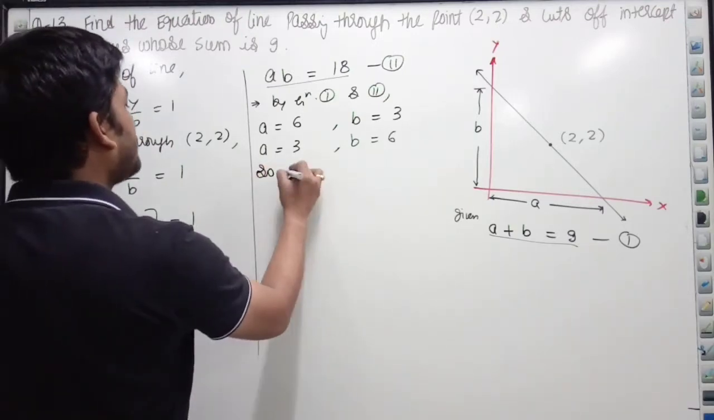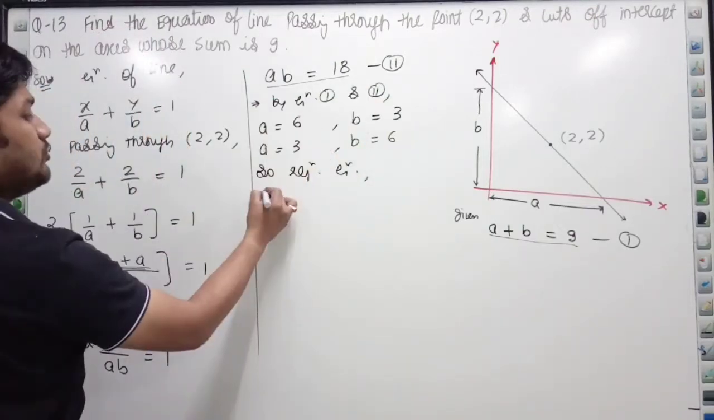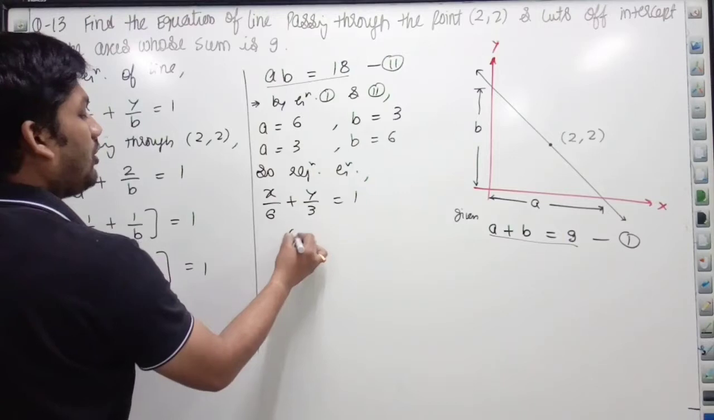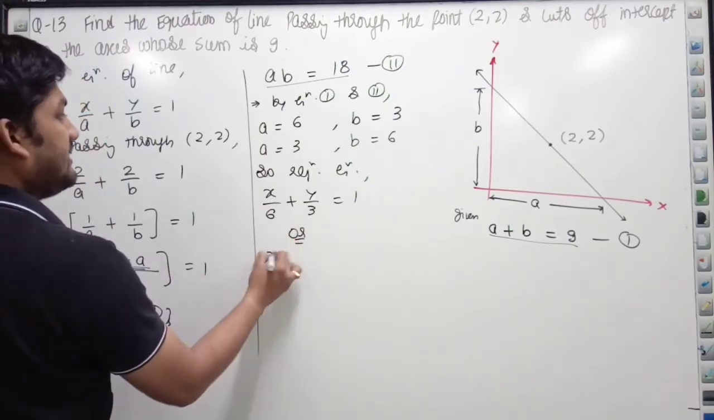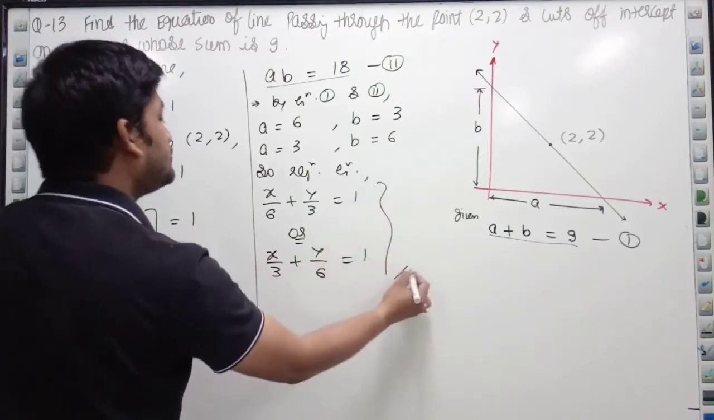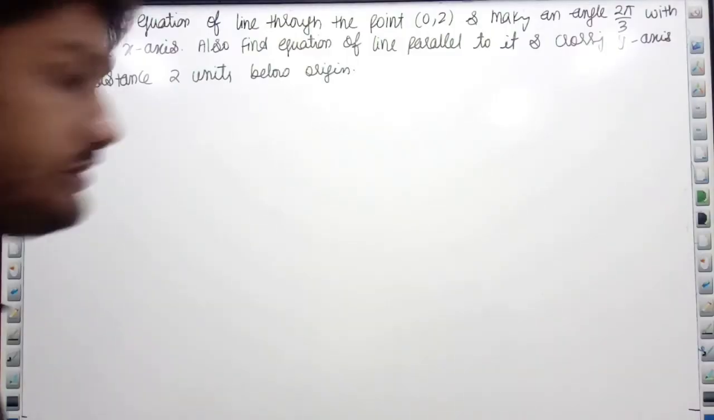So the required equation: if I put the first value, x upon 6 plus y upon 3 equals 1, or we can say x upon 3 plus y upon 6 equals 1. These two are the required answer. Now question number 14.